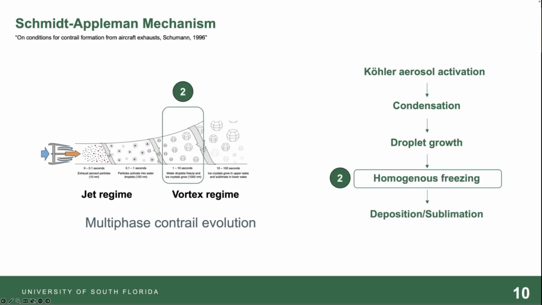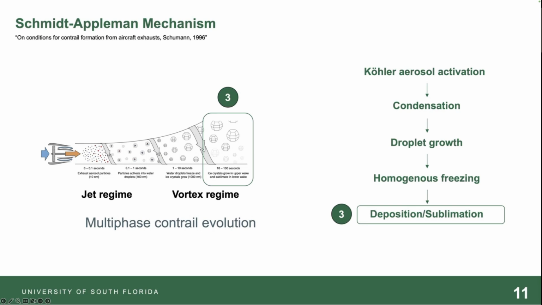Now, at one point, the plume is going to get below approximately negative 35 degrees Celsius, and this is where homogeneous freezing starts to occur. And finally, after we get these ice crystals from the homogeneous freezing, these ice crystals may grow or shrink by deposition and sublimation, depending on the atmospheric conditions. So this is that interplay between the atmospheric conditions and the persistence of the contrail.